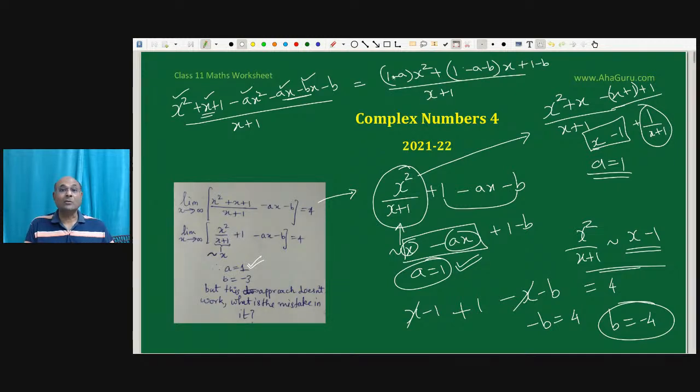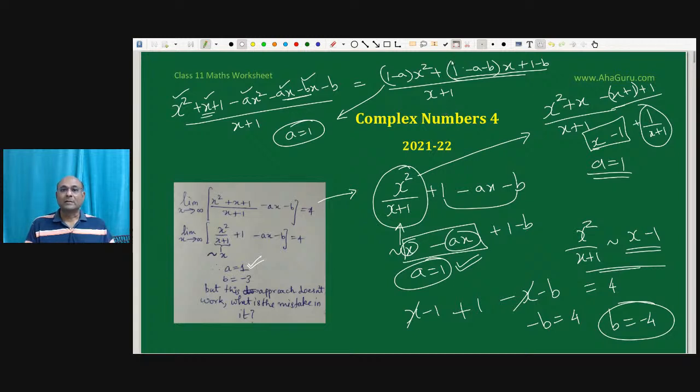Now, if a is not 1, the numerator will behave like something of the order of x square divided by x. So that means overall it will behave like something into x, which is going to go to infinity. So this has to be 0. So from this statement, I can find out a must be 1. Now, this whole thing, you want it to cancel out and become equal to 4.